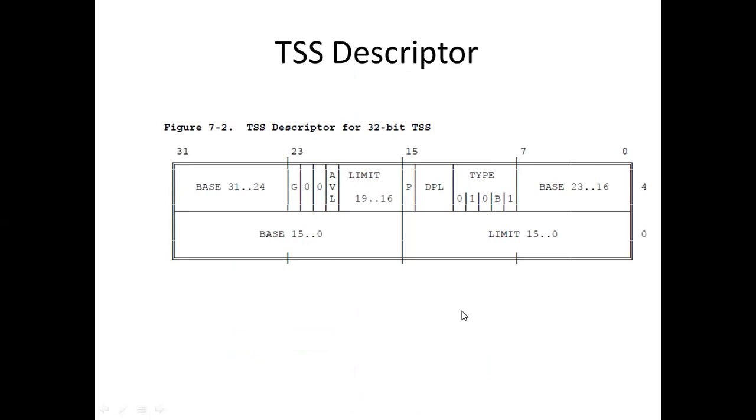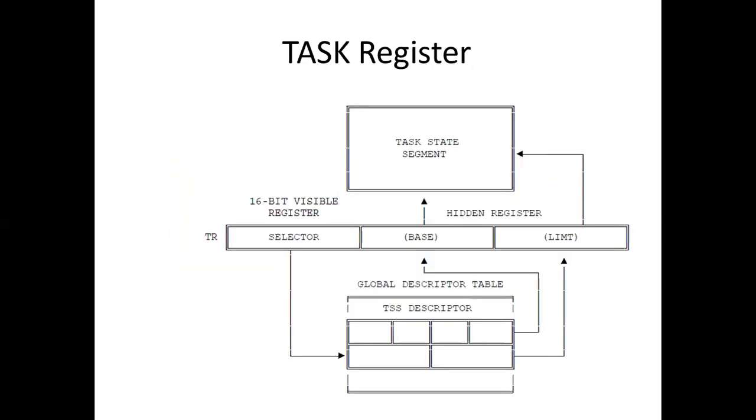A TSS descriptor is for the 32-bit TSS. A base is from 24 to 31 bits. The G value, the granularity value, is there. A limit of the 16 to 19 bits. The P bit is there, a descriptor privilege level is there, and a type, whether it is type 0 or type 1. And a base value is there. A base value from the 16 to the 23 bits is there, and a base and a limit at the 0 bit, which is given here. A task register, a task state segment, TSS, as in the previous.